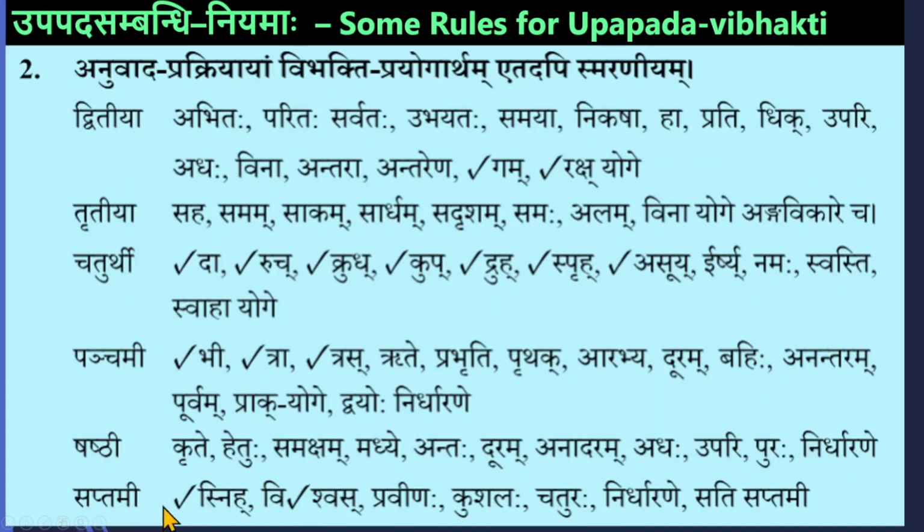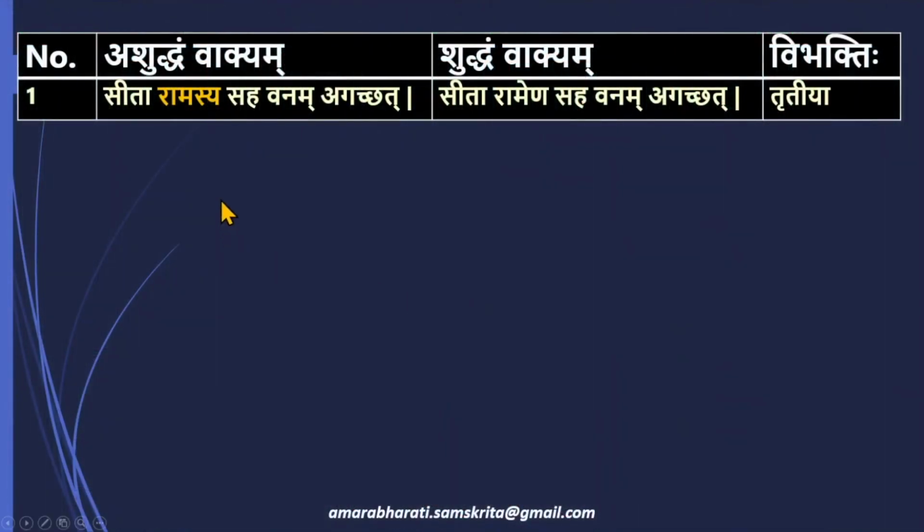Nirdharane Shashti, Saptami. The following roots: Snih, Vishwas, and Pravinaha, Kushalaha, Chaturaha, Nirdharane Saptami. So these are the rules for the Vibhaktis. Now we will look at some examples.